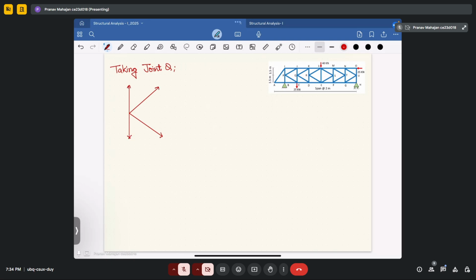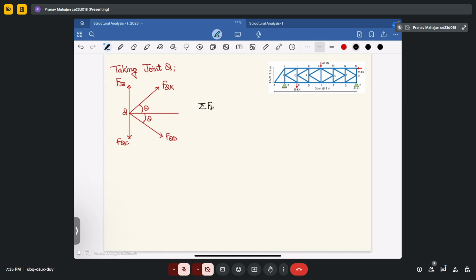So you have four forces here, out of which two you have already calculated. So if this is Q, this is FJQ, this is FQC, this is FQD, this would be FQK. Okay. Let's see. This angle is theta, and this is also theta.